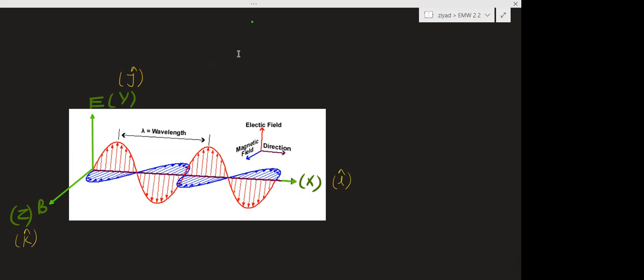So first we should know about the wave. For a moment, or for 10 minutes, we will go to 11th class and discuss some concepts of waves: the equation of waves, their properties, and the formulas related to waves. After that we will discuss the equation of the electromagnetic wave.